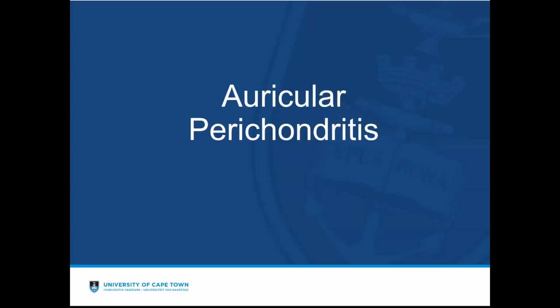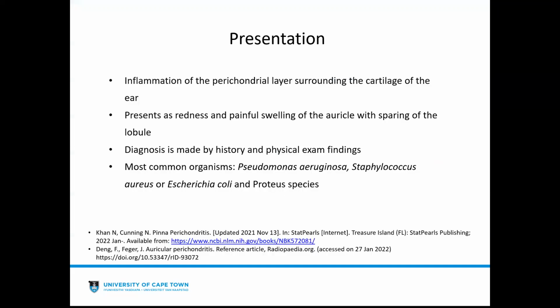So just looking at auricular perichondritis, in the talk I'm mainly going to focus on the differential diagnosis and some other conditions that we don't often think about that could mimic this presentation. To start off, auricular perichondritis is inflammation of the perichondral layer surrounding the cartilage of the ear. It classically presents as redness and painful swelling of the auricle and classically spares the lobule. The diagnosis is made on history and physical examination findings.